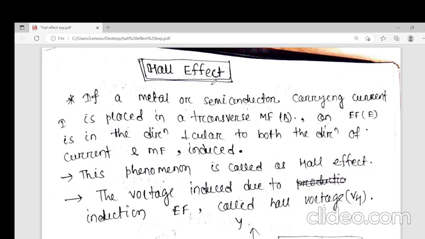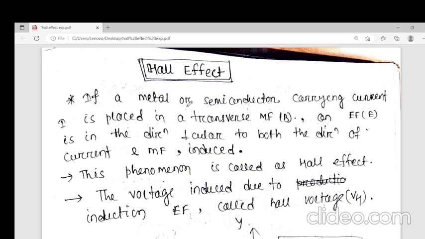In this video, we are going to talk about the Hall effect, how this phenomenon occurs, its working and concept, and some applications. So let's begin. As you know, in the Hall effect, basically we take a metal or semiconductor specimen to observe this experiment.